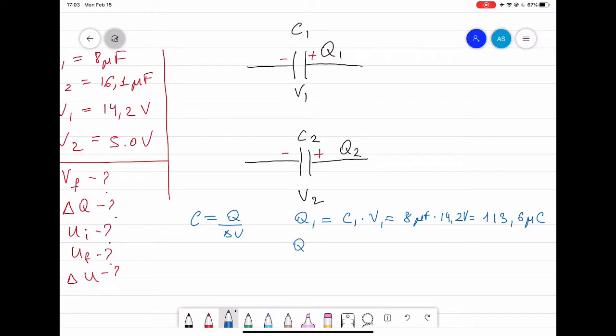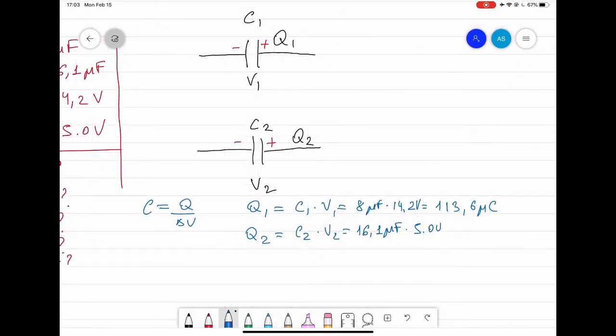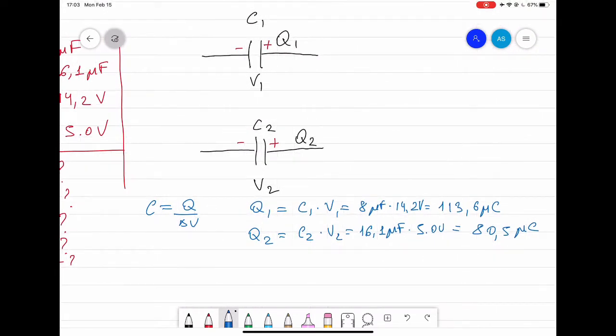We do the same thing for the initial Q2, which is C2 V2. C2 is 16.1 microfarad multiplied by V2, which is 5 volts. After calculation we get 80.5 microcoulomb. As you can see, we have different charges because of the different potential difference.